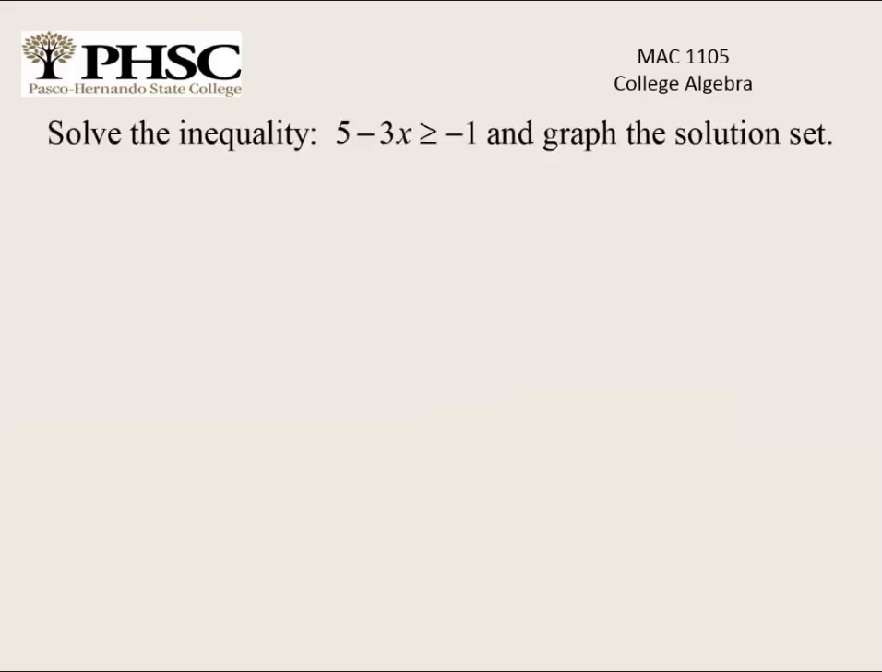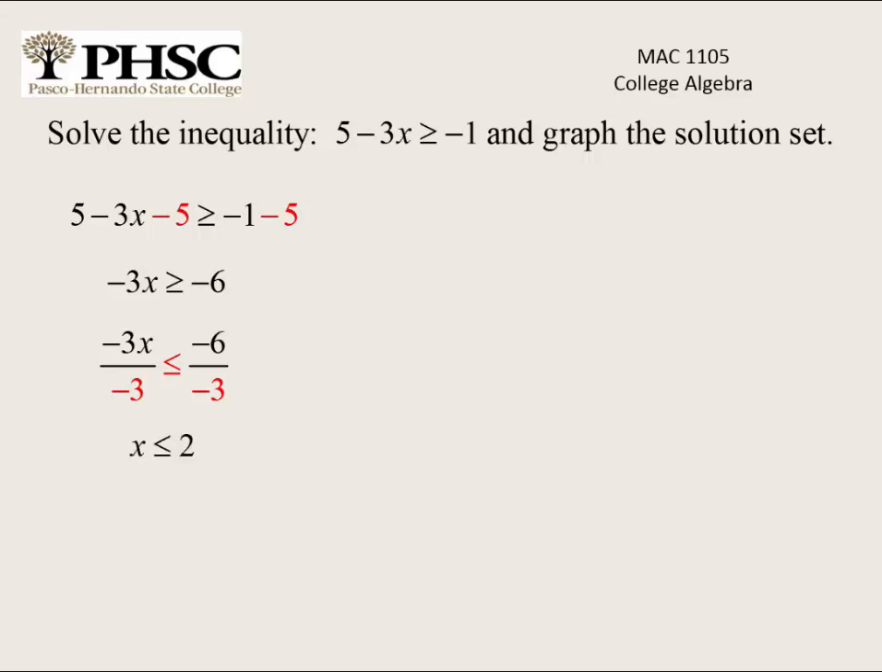So here we have an example. We have 5 minus 3x is greater than or equal to negative 1. We're going to solve this and graph the solution set. The first thing we're going to do is subtract 5 from both sides. By doing that, we end up with negative 3x is greater than or equal to negative 6. The next step is to divide both sides by negative 3. Remember that we reverse the inequality symbol since we divided by a negative value, and we end up with x is less than or equal to 2.